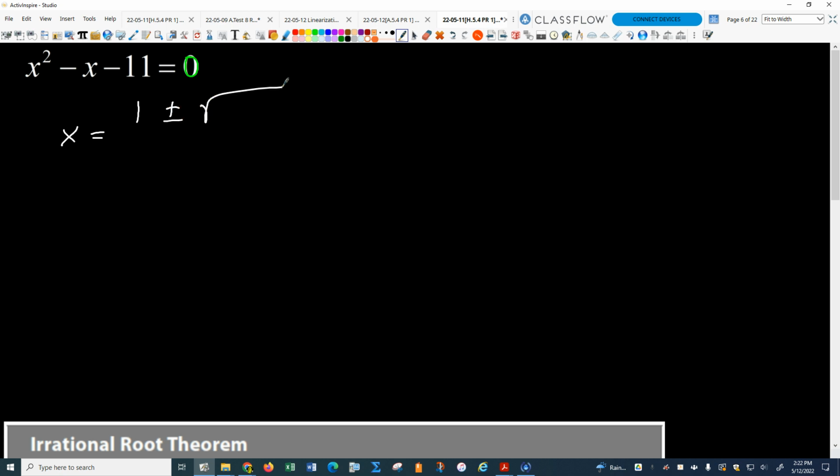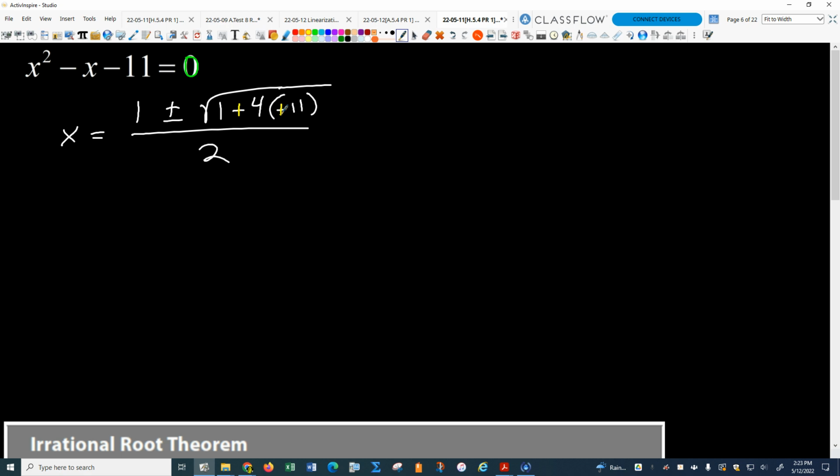Plus or minus the square root of 1 minus 4 times 1 times -11, divided by 2. Okay, but notice here, if I'm subtracting a negative, I'm multiplying an even number of negatives, they cancel and I get positives, right?